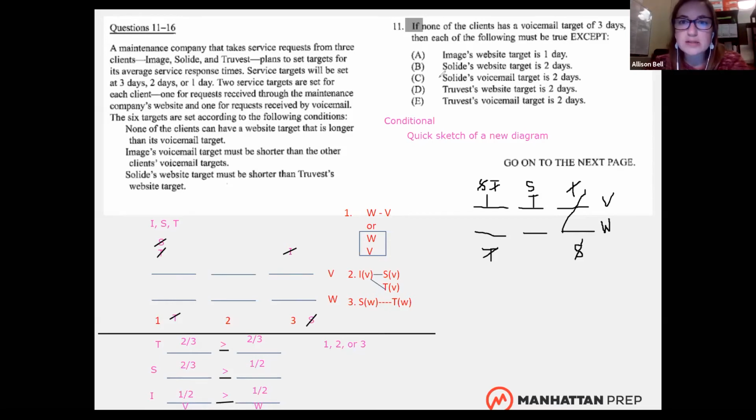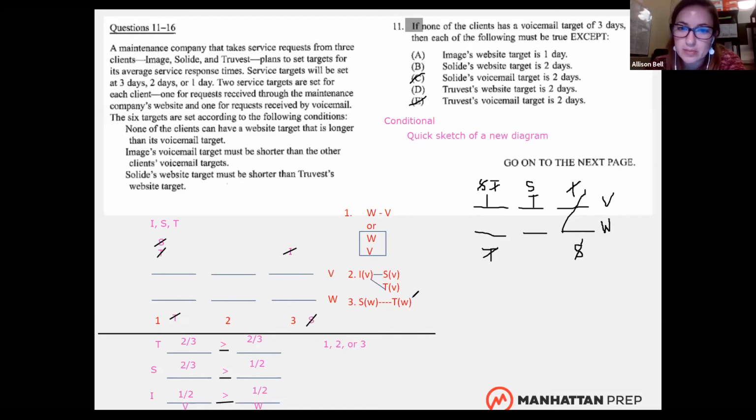So I know S's voicemail target does have to be 2 days. T's voicemail target does have to be 2 days. Cool. So I've already narrowed it down to a 1 in 3 chance just based off this first inference. And if I happen to be running low on time, that'll help me have a higher chance of getting this question right. All right, so now I need to do some work with the website.